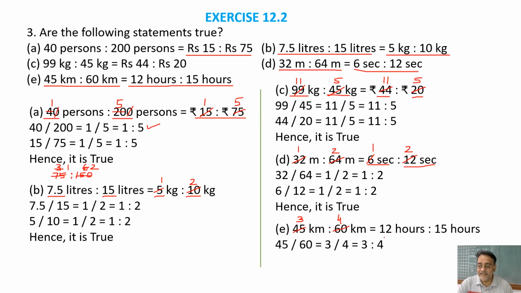Now 12 hours and 15 hours. So we will divide it by 3. 3 4s are 12, 3 5s are 15. So we are getting 4 by 5. That is 4 is to 5. Whether the ratios are equal? No, sir. No. So it is false. Clear? Yes, sir. Right. So only 5 bits are there. Correct.